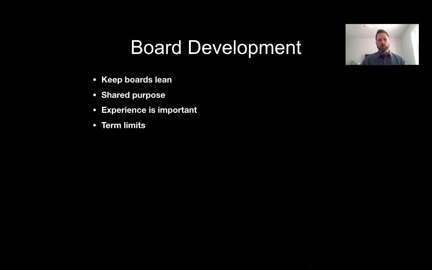Let's talk a little bit about board development this week, because that's what your readings are spending some time on. I just want to briefly go over this, because I think the books do a really good job of explaining board development.